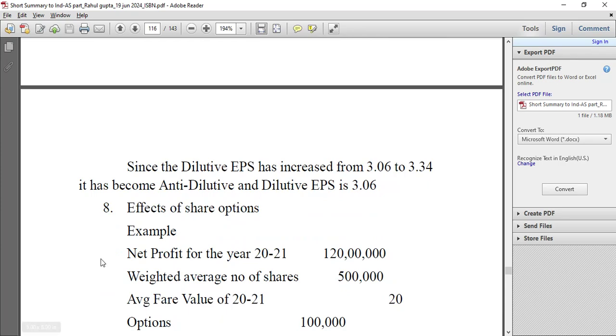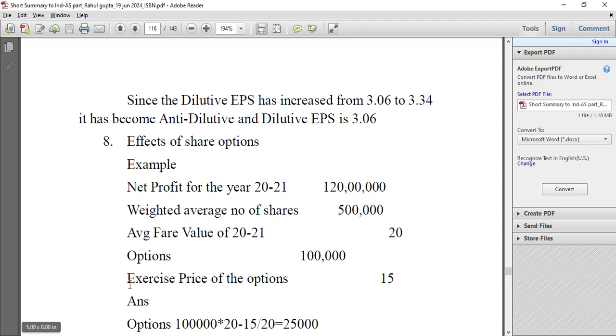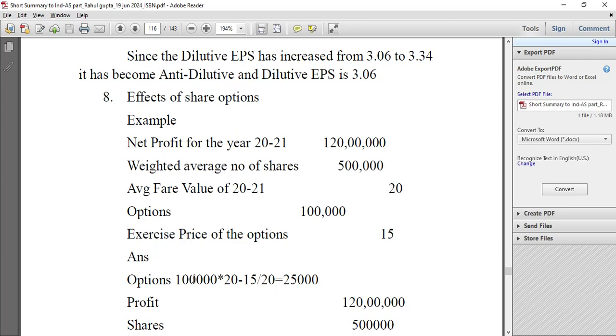Effects of share options. Example: net profit for the year 2021, 1 crore 20 lakhs, weighted average number of shares 5 lakhs, average fair value for 2021 is 20, options 1 lakh, exercise price of options 15. Answer: options 1 lakh into 20 minus 15 divided by 20 is 25,000.